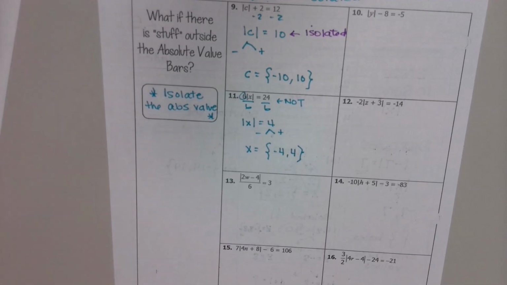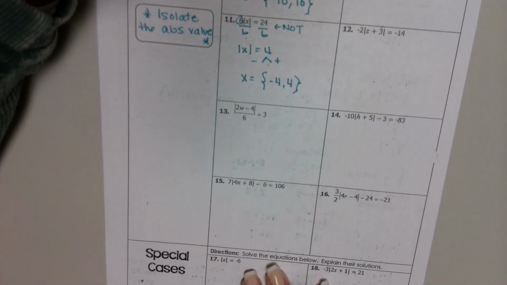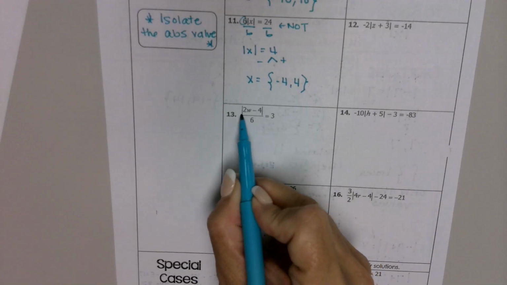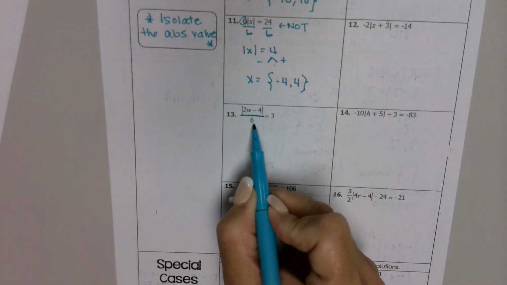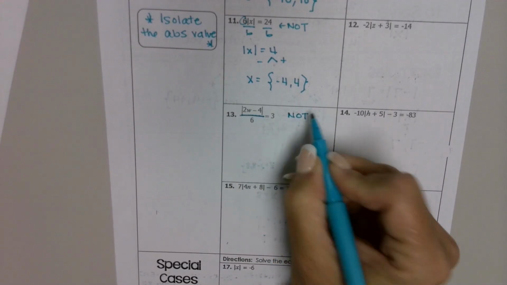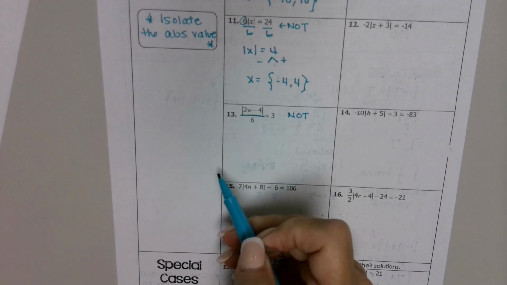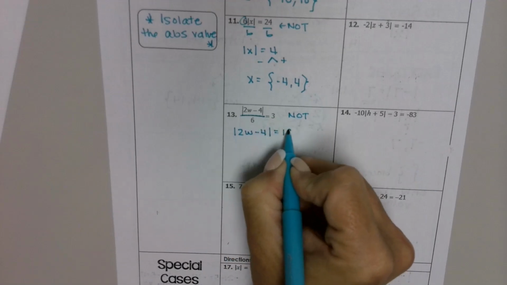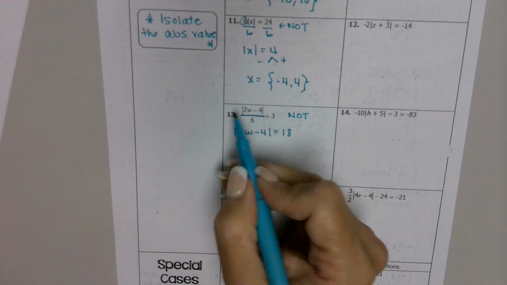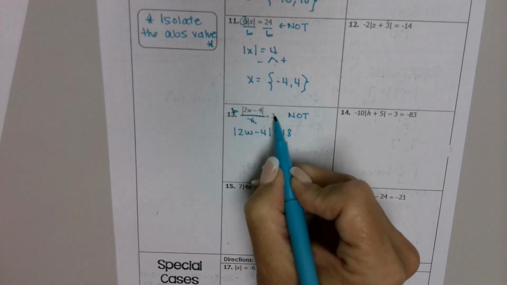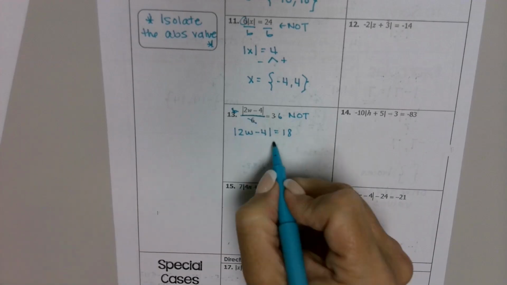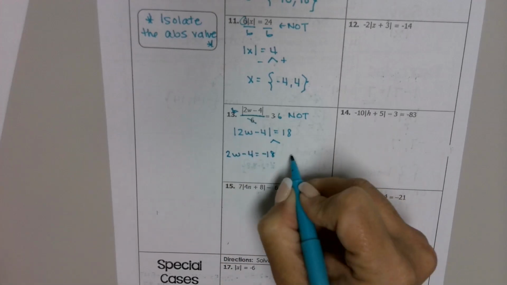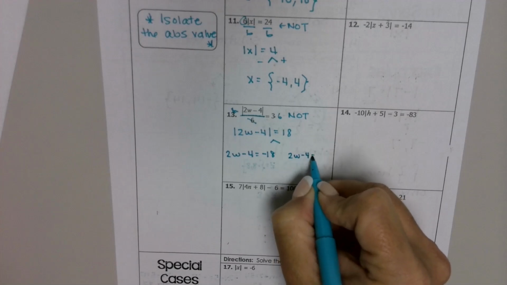Okay, I'm going to do one more and then I'm going to let you practice it. I'm going to do number 13. So 13 is one of those ones where it's a little tricky because this whole numerator has this denominator of 6. So this is not isolated because the 6 is on the outside of the absolute value. So step 1, 2w minus 4 equals 18. So remember, when I have 6 in the denominator, I'm going to multiply this side by 6 so that it cancels, which means I have to multiply this side by 6. All right, so now I have 2w minus 4 equals -18, and 2w minus 4 equals a positive 18.